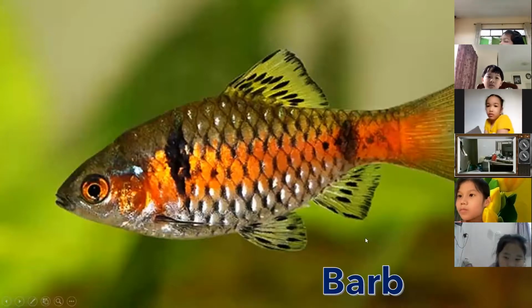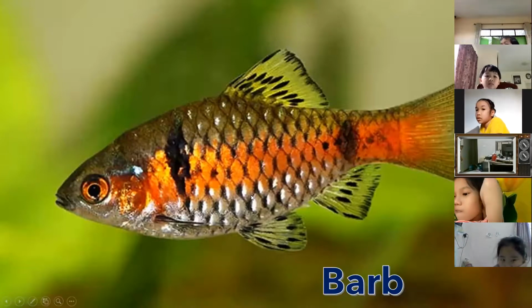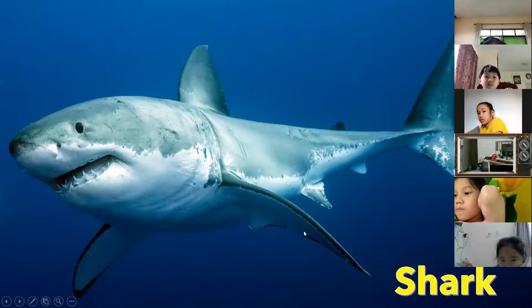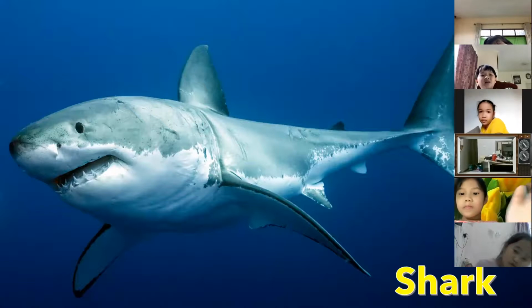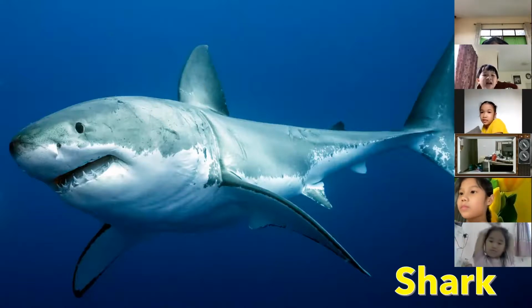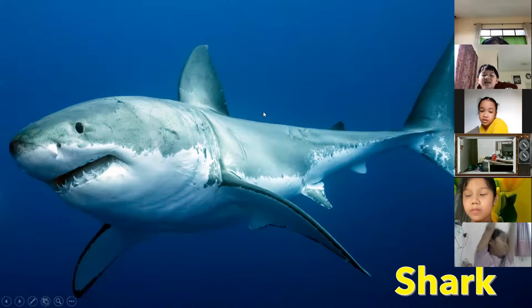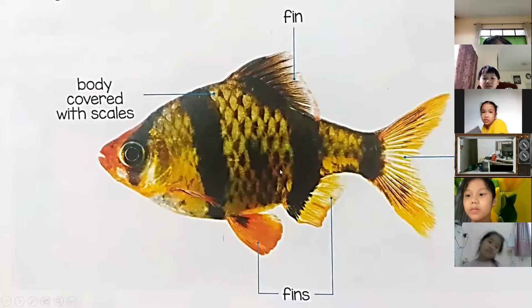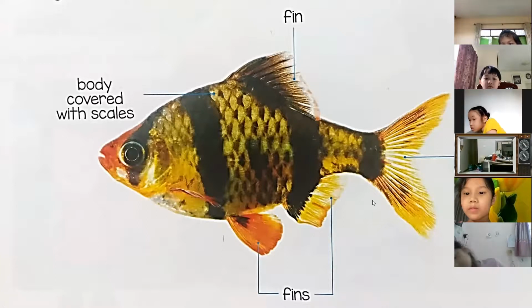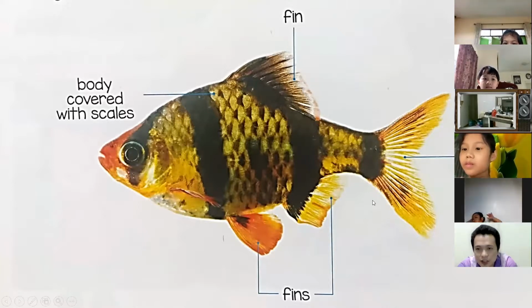We have a barb. Some of you maybe say barb fish. Yeah, it also has scales, fin, and tail. Shark. Some of you say shark, and your answer is correct. Yes, shark is a fish, belongs to fish. Thank you for that. And then we have here, body covered with scales and fin. We have fins there, two fins and a tail as well. All right, so that's the definition of a fish.